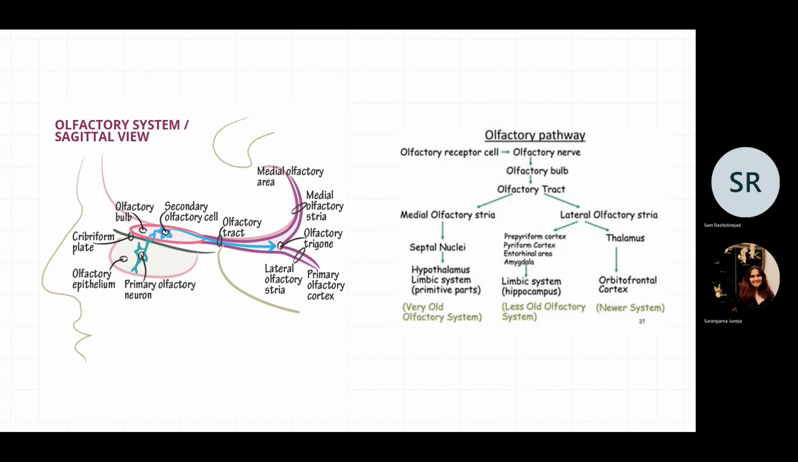After that, the lateral olfactory stria also has connections to the thalamus, which goes to the orbitofrontal cortex, which, as you know, is the inferior part of the frontal lobe in the prefrontal cortex. It's responsible for the conscious perception of the smell. So if you have a lesion in the orbitofrontal cortex, you will have a problem distinguishing smells and perceiving smells. Next page, please.